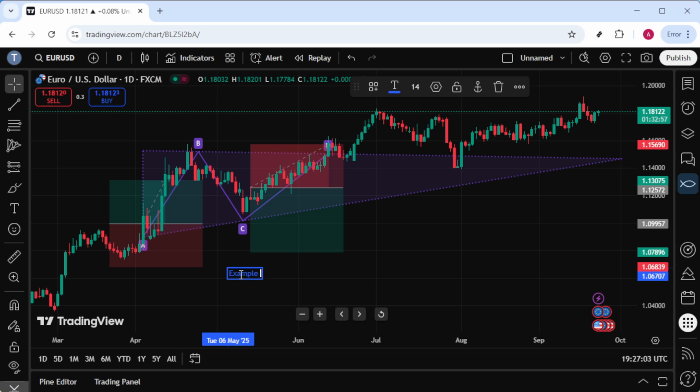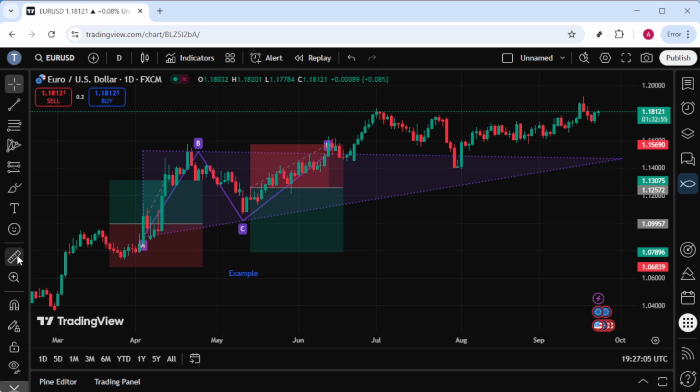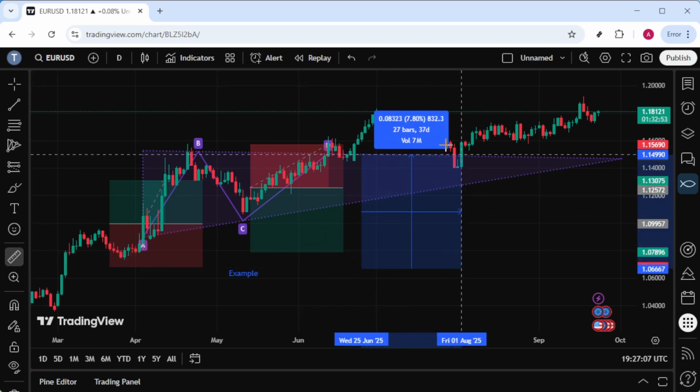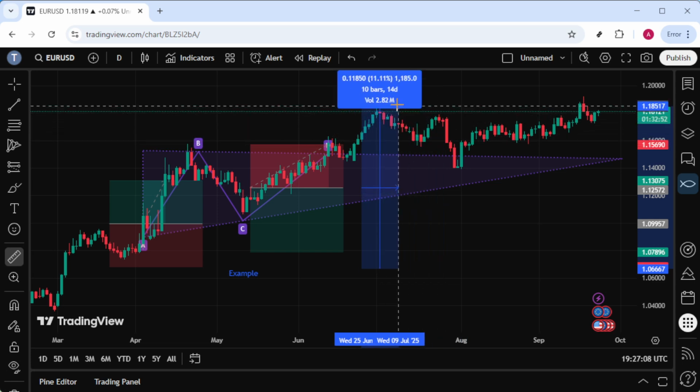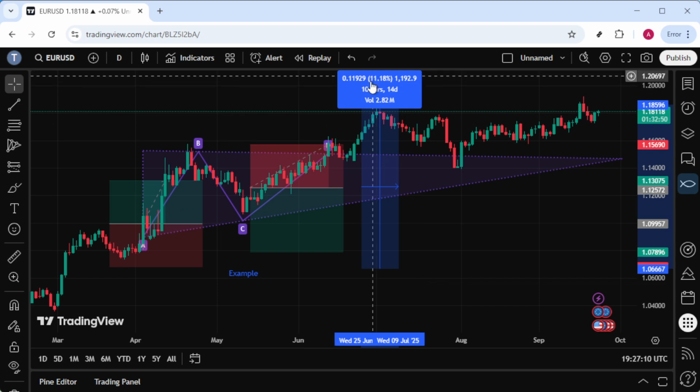Finally, we come to the ruler tool. This tool is perfect for measuring distance in terms of price movement, commonly known as pips. By using the ruler, you can quickly compute pips between two price points, which can be vital for assessing the potential value of a trade or gauging volatility.